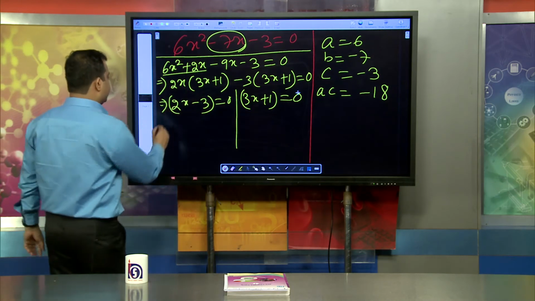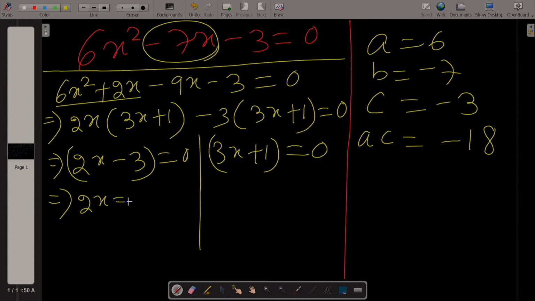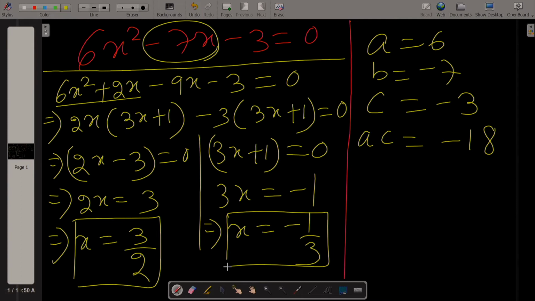Now, the first condition: 2x minus 3 equal to 0, so 2x equal to 3, then x equal to 3 upon 2. It is one of the solutions. Now the second part: 3x plus 1 equal to 0, so 3x becomes minus 1, and x equal to minus 1 by 3. Dear learners, you find two different values: x equal to 3 by 2 and x equal to minus 1 by 3. Those are the two different solutions you have found.